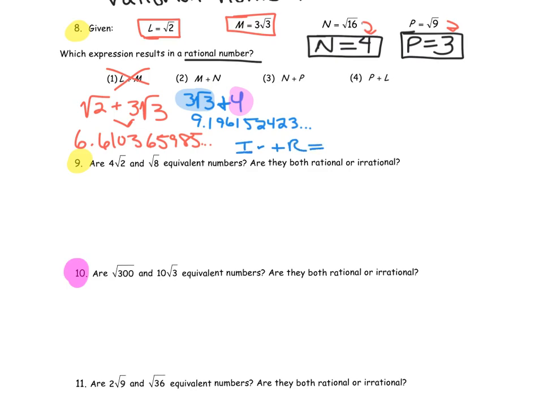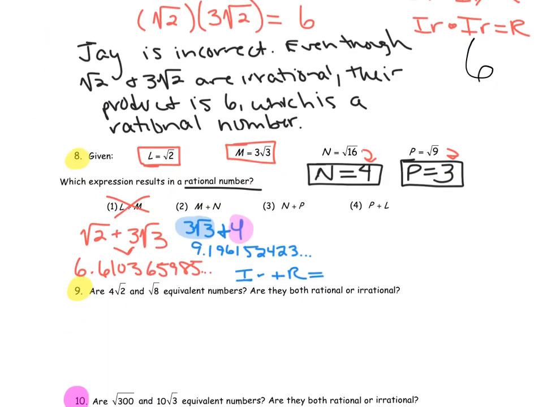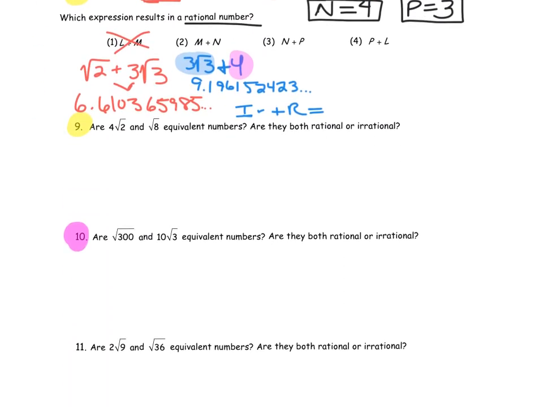What do we end up getting? What did we say earlier? We said this. This is a fact. An irrational number plus a rational number is irrational. So just from this information alone, 3 radical 3 is irrational. Okay, so 3 radical 3 is irrational, and the 4 is rational. Together, it will be an irrational number.